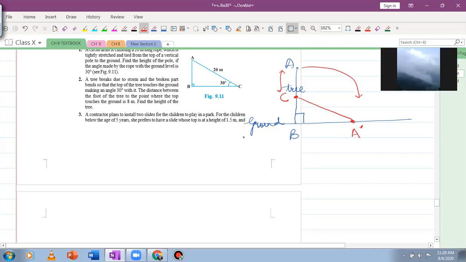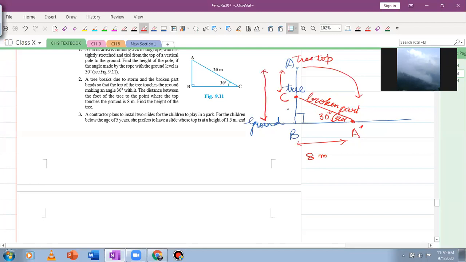So let's mark the position of A here. And this angle right here is the angle at which the broken part of the tree is inclined to the ground, and this is given as 30 degrees. Then they are saying the distance between the foot of the tree and the point where the tree top, this is the tree top which touches the ground. This distance is given to be 8 meters. You have to find out the height of the tree.